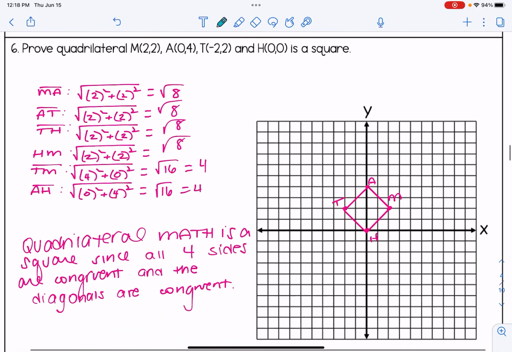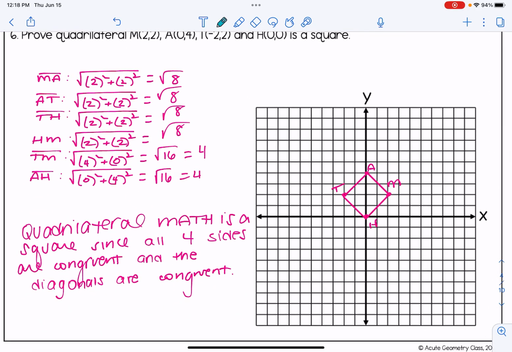Number 6, proving it's a square. Back to distance formula 6 times. You can see all four sides here are equal and the two diagonals are equal. For the diagonals here, you could have avoided the distance formula by just counting the boxes since they're horizontal and vertical. And then I wrote quadrilateral MATH is a square since all four sides are congruent and the diagonals are congruent. So those are the 6 quadrilaterals and what it would look like in a sample coordinate proof.